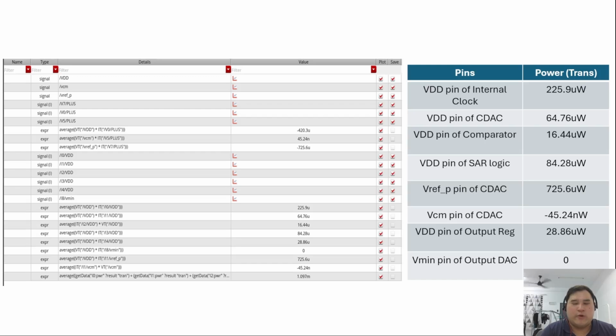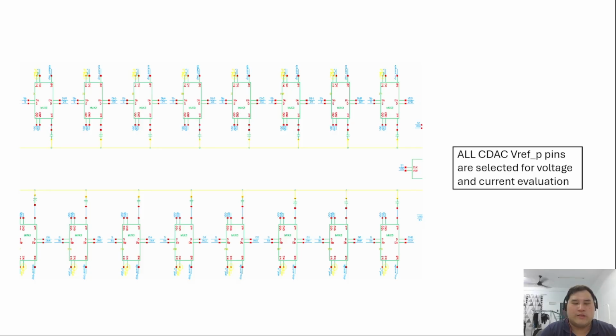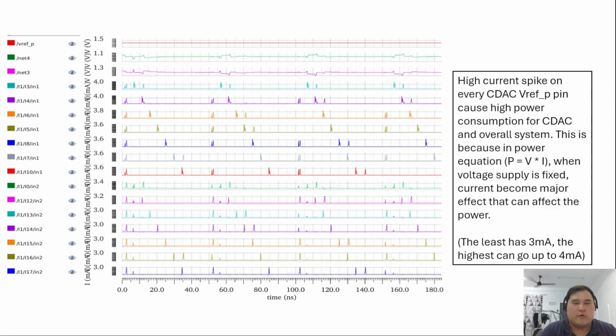To analyze why the relay P-pin in the capacitive DAC consumes so much power, all capacitive DAC relay P-pins are selected for voltage and current variation. From the corresponding transient response, we know that the high current spike on every capacitive DAC relay P-pin causes high power consumption for the capacitive DAC itself and the overall system. This is because in the power equation P equals V times I, when the voltage supply is fixed, current becomes the major effect that can affect the power.